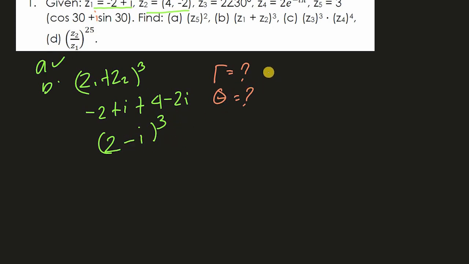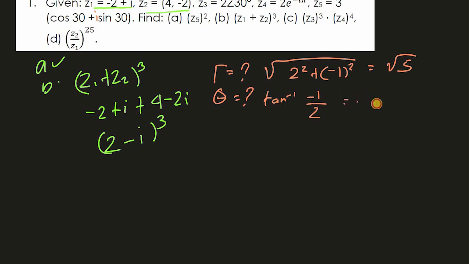Okay, so to find for the R, that would be square root of 2 square plus negative 1 square. Basically, that's square root of 5. We have the value of R. Finding for the value of the theta. Theta is arctan. y natin is negative 1 over 2. Solving for that, arctan, shift tan, negative 1 over 2. Ang sagot natin dyan is negative 26.56.